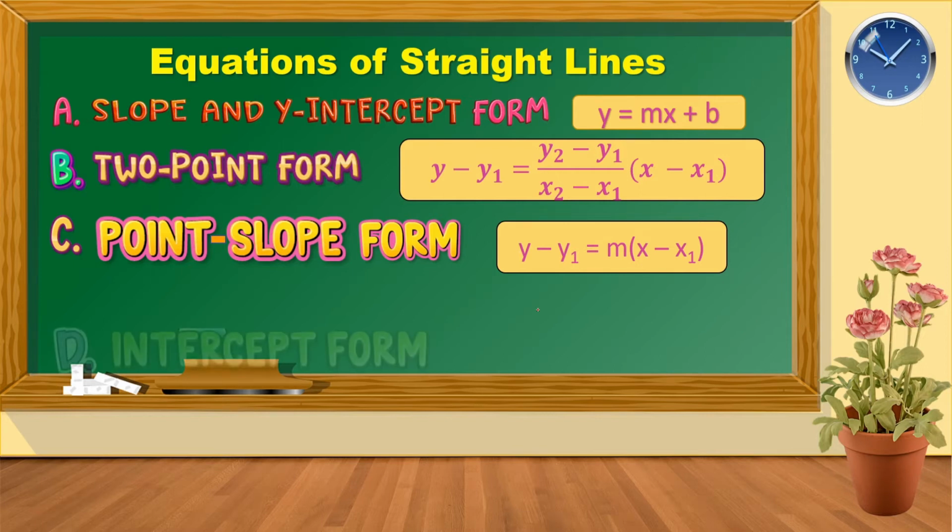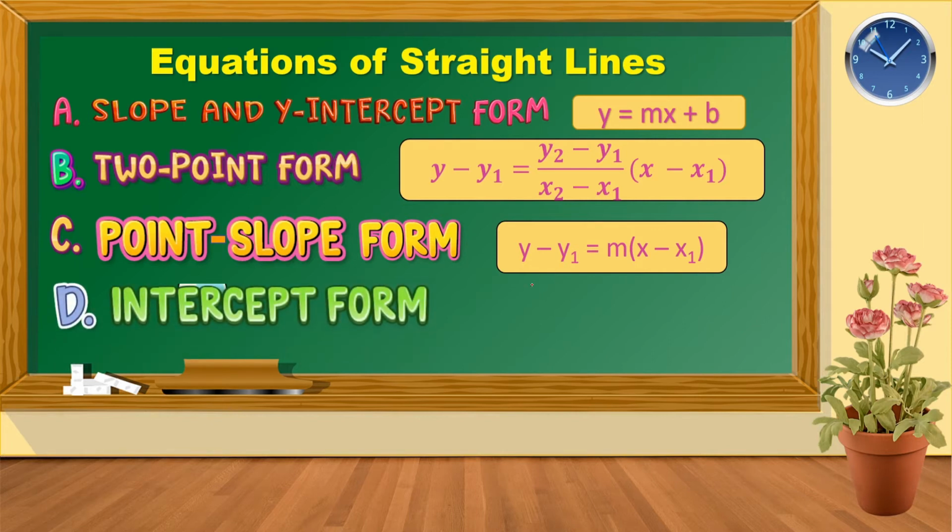For the fourth pattern, we have the so-called intercept form. So, in intercept form, the pattern or the formula is x over a plus y over b is equal to 1. Kailan naman natin gagamitin itong pattern na ito? We can only use this pattern if the given are intercepts. And where are the intercepts in the formula? So, the intercepts here are a and b. A is for x-intercept.